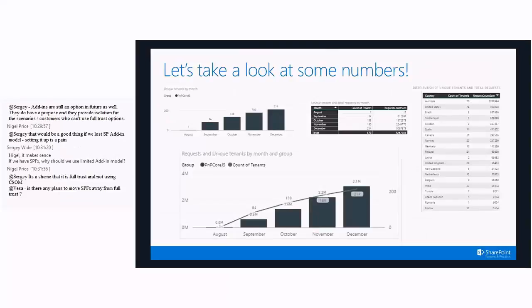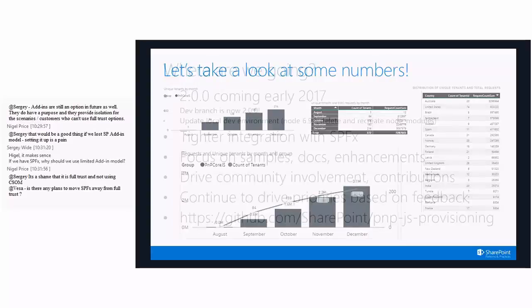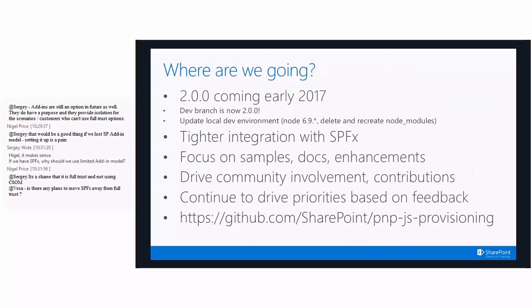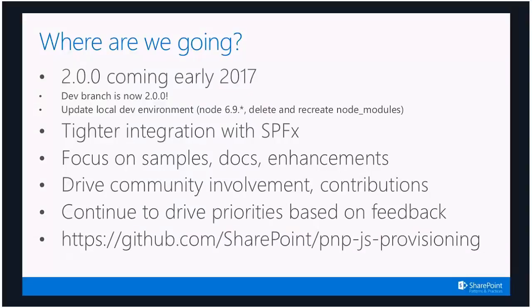Yep. So transitioning a little bit from our growth in this last year to where we are going to be going in 2017. So 2.0 is going to come out in early 2017. That's going to be tied closely to the release of the release candidates for SharePoint Framework. I'm waiting on the release candidates to double check that some things with the builds and the typings and whatnot are fixed. But if you look at the dev branch of our library, that branch is now at 2.0. So you can check out the dev branch and play with that and give feedback.